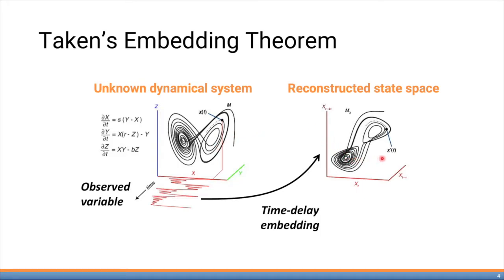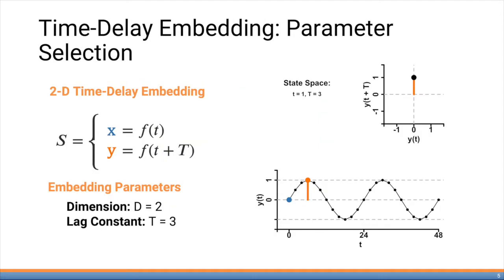This is useful for our purposes because no cycle can be destroyed or created. The number of cycles in the reconstruction is the same as the number of cycles in the original state space, and cycles are what we care about in the circadian context. As a quick illustration of how time delay embedding works, we can time delay embed a perfect sine wave, f of t. The state space is defined in two dimensions, x and y, with some lag constant tau, in this case 3. As we move along the signal, we see a cycle appear in the state space.